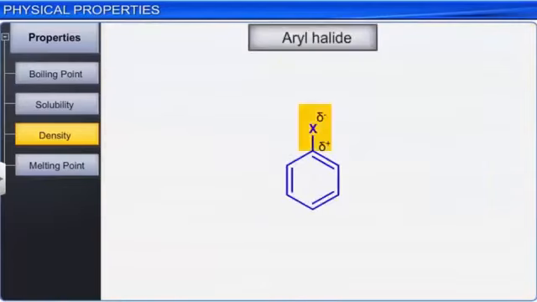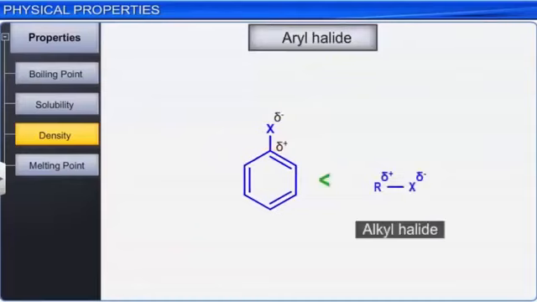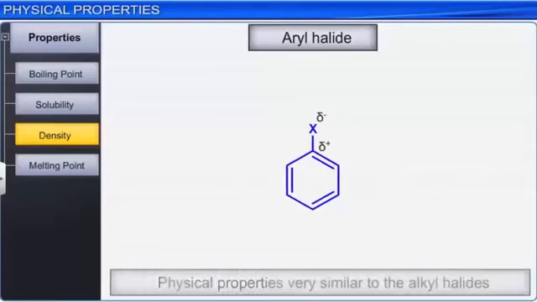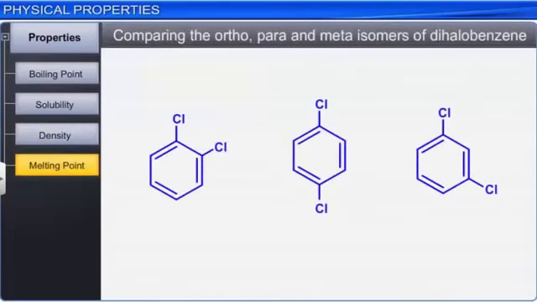Aryl halides are polar molecules due to the presence of the polar carbon-halogen bond, but they are less polar than alkyl halides. Aryl halides have physical properties very similar to alkyl halides. We should make special note of the isomers of dihalobenzenes.